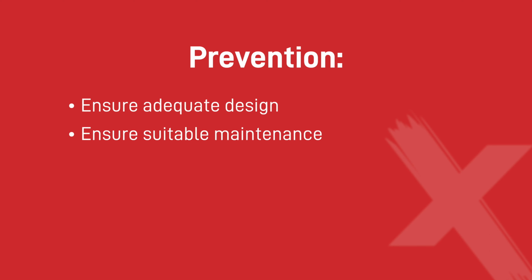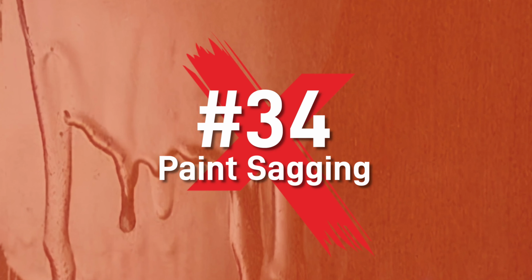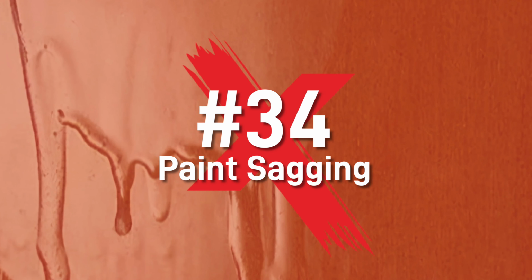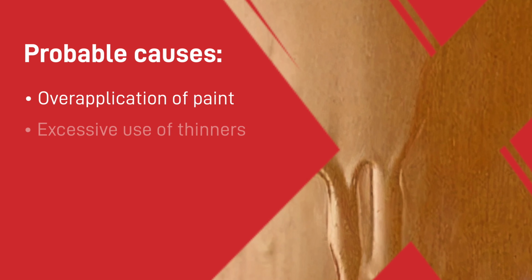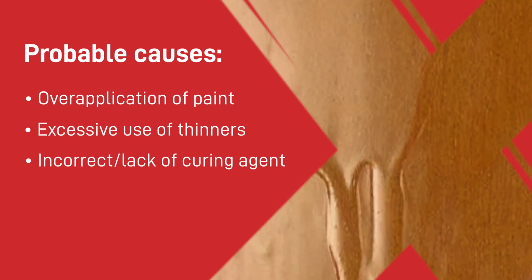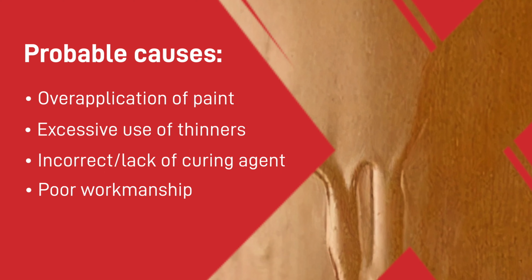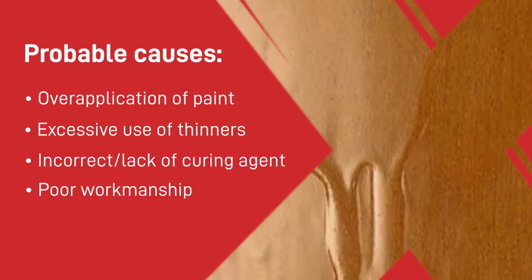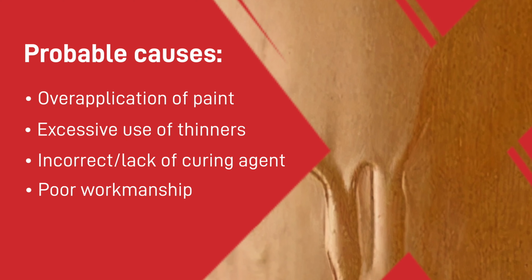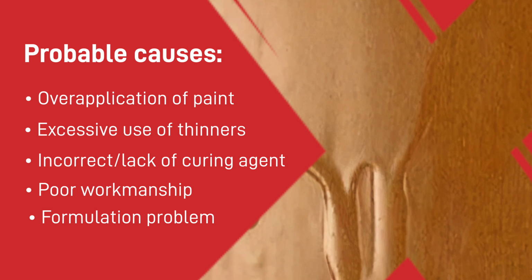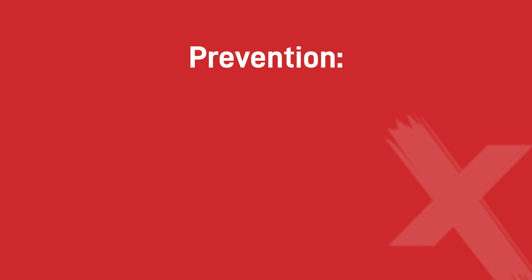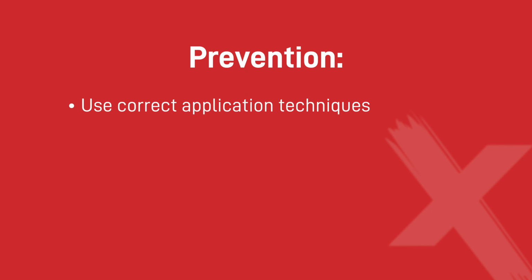At number 34, sags is a very ugly defect for painters to deal with. When there is an over application of paint, excessive use of thinners, incorrect or lack of curing agent, or poor workmanship, it's likely you will cause a sagging or sliding of a coating. In extreme circumstances, it could also be a result of a formulation problem. The only way to repair this kind of damage is to sand back and start from the beginning. So to ensure you prevent sags, use the correct application.